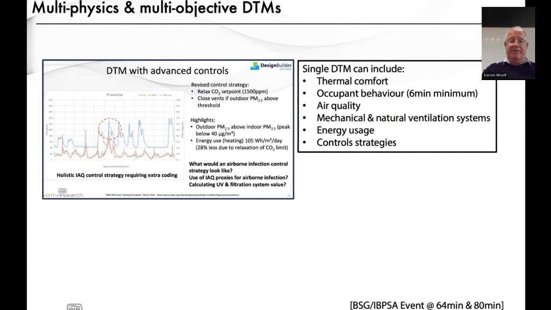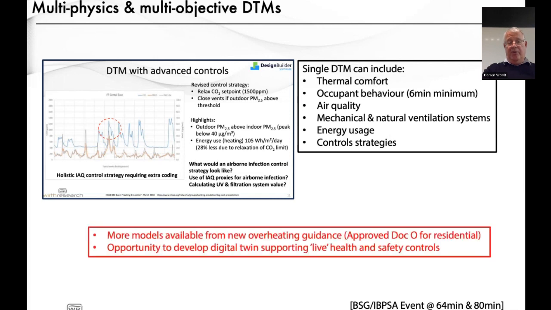We can look to the multi-physics. So this is a thermal model with advanced controls looking at CO2, PM, and various other aspects. You can do occupant behaviour, perhaps may only go down to 6 minutes. So if you're going to flush a room with a window, 6 minutes might be the minimum. So you've got all these sorts of areas that you can include within the model.